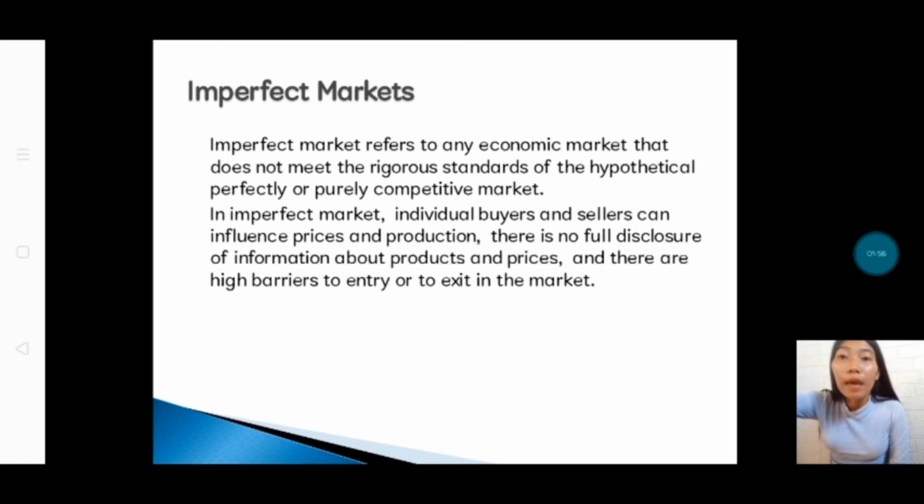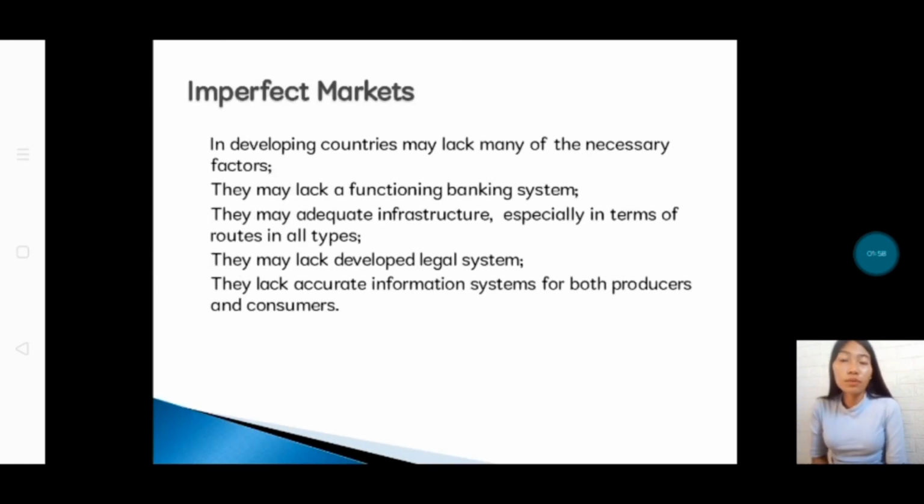So, imperfect markets also have prevalence and limited information about the developing countries. So, in developing countries, many of the necessary factors that enable markets to work efficiently are missing. They may lack a functioning banking system, which enables and encourages savings and investment.